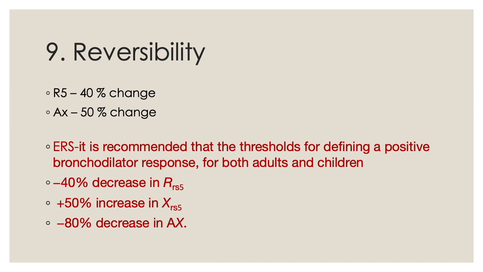As we all know, spirometry is used to check reversibility, so oscillometry can also be used for that. Broadly, it's been mentioned that any change in R5 of more than 40% and AX by 50% reflects a good bronchodilator response. However, again, based on the machine and the technology, the data differs, so ERS recommends the thresholds in both adults and children to be a 40% change in R5, a 50% change in X5, and an 80% decrease in AX.